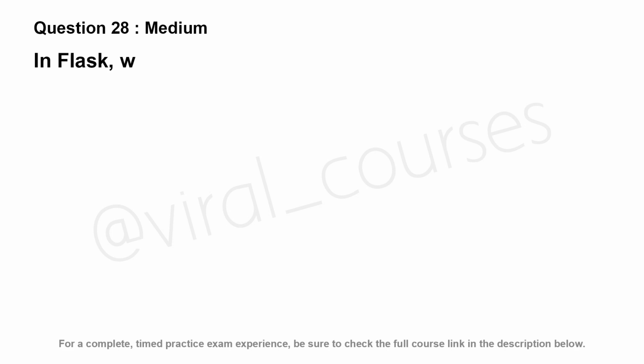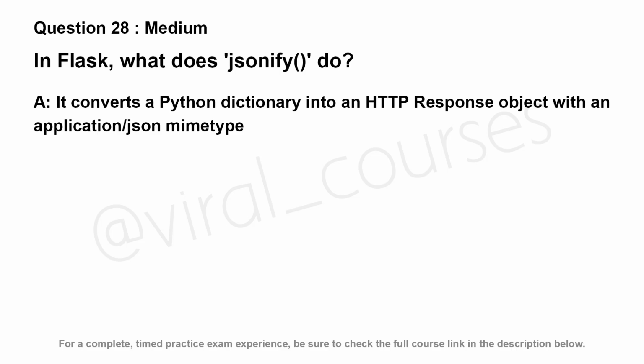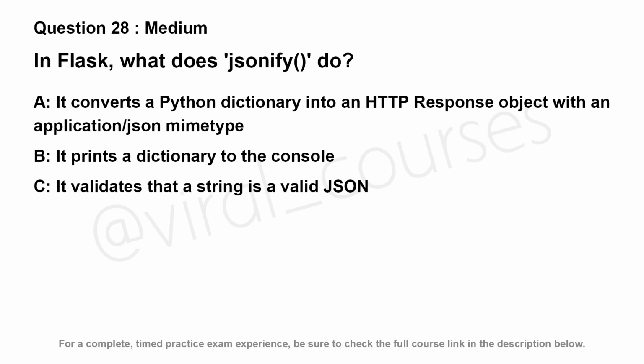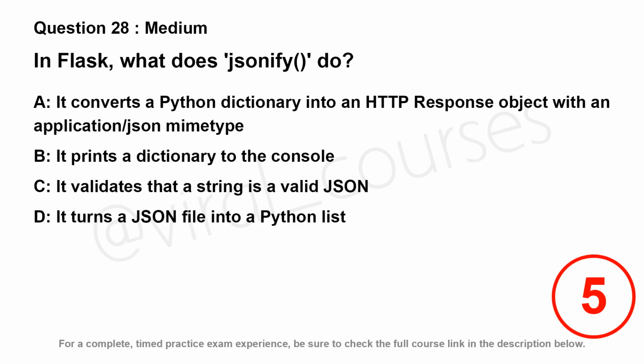In Flask, what does jsonify do? Option A. It converts a Python dictionary into an HTTP response object with an application/json MIME type. Option B. It prints a dictionary to the console. Option C. It validates that a string is valid JSON. Option D. It turns a JSON file into a Python list.